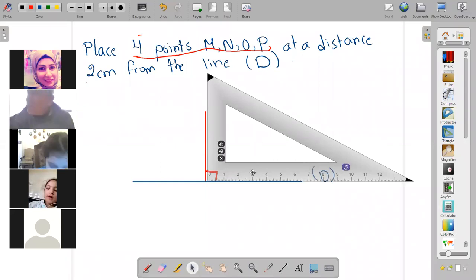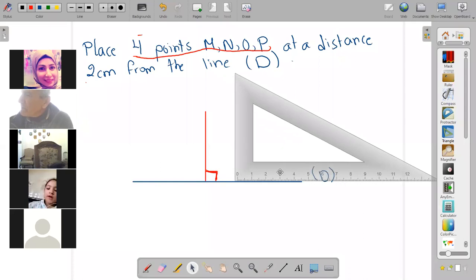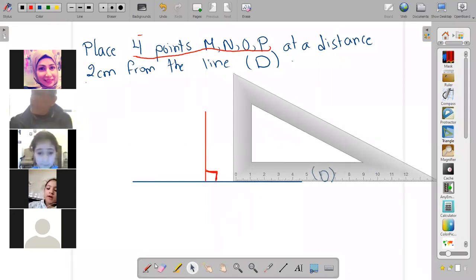I will move it slowly, then I will draw the second one. Okay, thank you, Madam Malak.